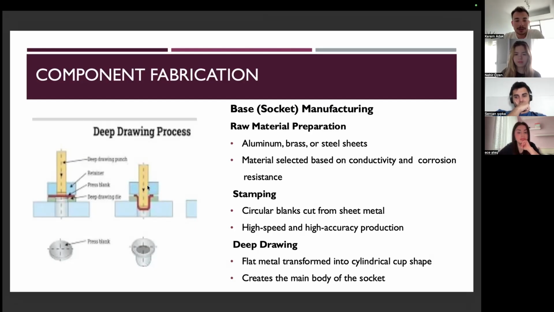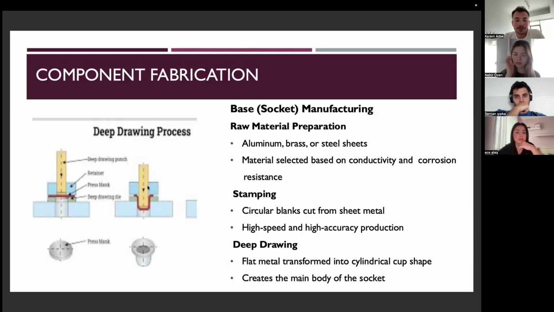The base is the metal part at the bottom of the light bulb. Its job is to connect the bulb to the lamp holder and carry electricity to the filament. Most incandescent bulbs use a screw-type base made from aluminum, brass, or thin steel sheets. These materials are chosen because they conduct electricity well, resist rust, and are not very expensive.